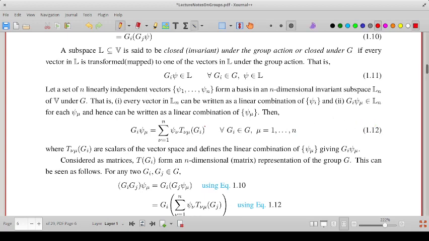So that is this equation. And this should be true for every group element Gi and every basis vector mu. So there will be n such basis vectors, and there will be as many group elements as the order of the group G.